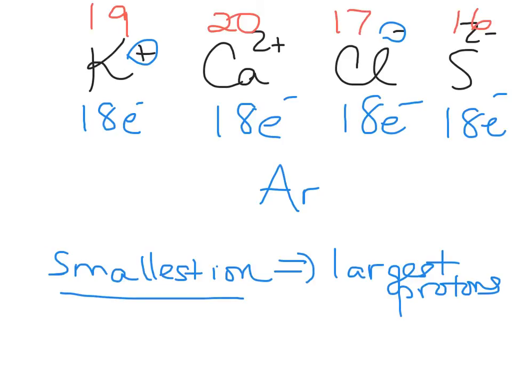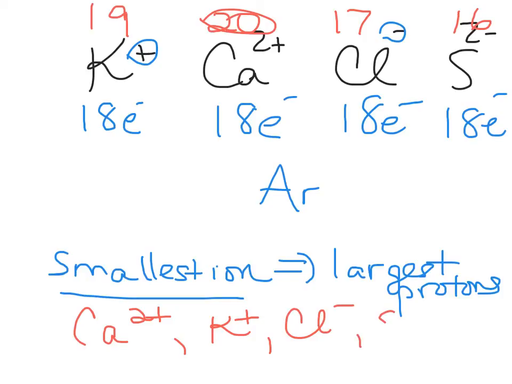The smallest one will have the largest number of protons. That's calcium. And then just go in order of protons. So sulfur is the largest ion here because it has the fewest number of protons.